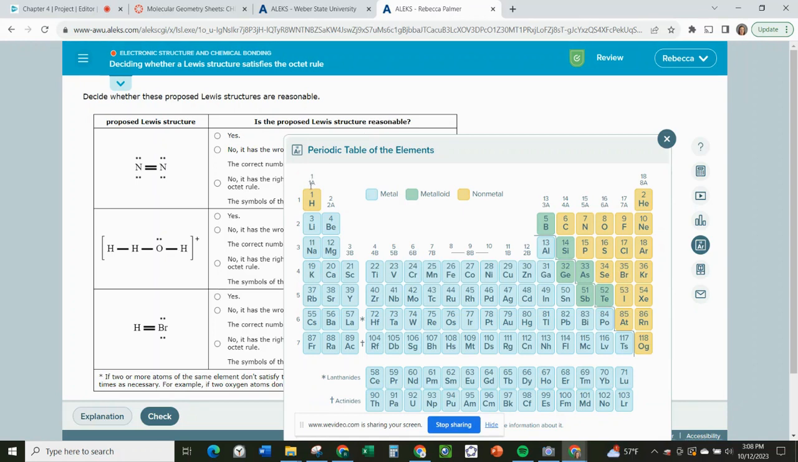So remember, if you use the second row, that's going to tell you how many valence electrons the main group has. So this block and this block over here, but not the transition metals. So let's see, nitrogen is in the 5A column. So nitrogen has 5 valence electrons. There's 2 of them. So 5 times 2 nitrogens is 10. So this structure should have 10 valence electrons.